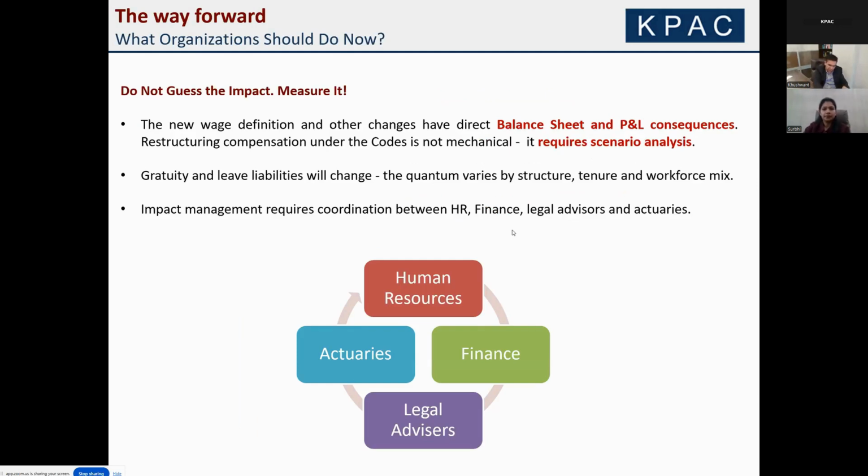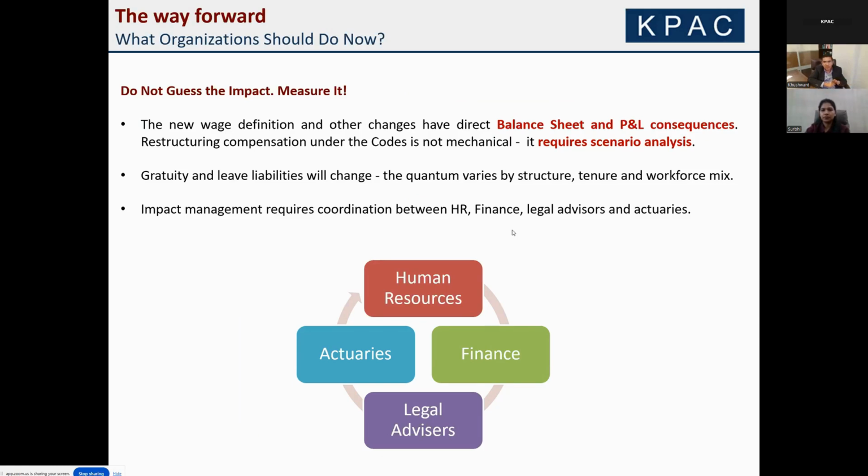Overall, the way forward, I guess we've covered it as a part of our talk already. Do not guess the impact, measure it, right? The new wage definition and the other definition changes that we have spoken about in this presentation have direct balance sheet and P&L consequences. These changes will have an impact on your budgets, your annual operating plans. So restructuring of compensation under the codes is not mechanical.